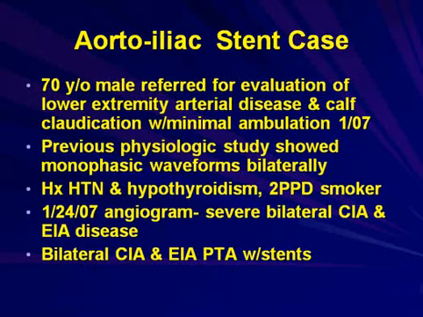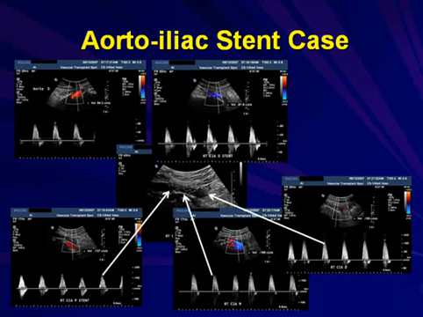So here's an aortoiliac stent case, a 70-year-old male, referred for evaluation of lower extremity arterial disease. He had calf claudication and ended up with bilateral common iliac and external iliac PTA with stents. So here's what we would see. We've imaged and identified where the stent is.